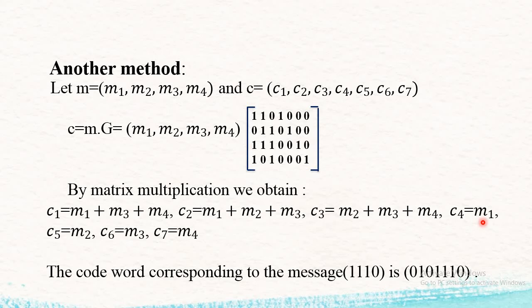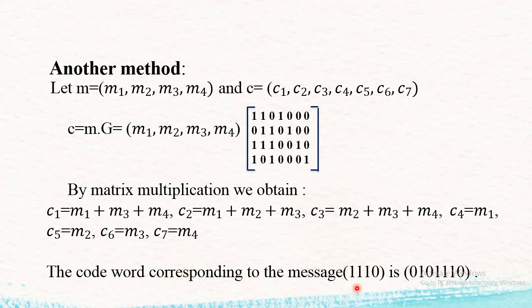We are finding out the values of the code word bits. So what is my C1? C1 is M1 plus M2 plus M4. Then what is my C2? C2 is M1 plus M2 plus M3, and likewise we find out all these values. Now for finding the respective code words, what we are doing? We just put in the values of the message.